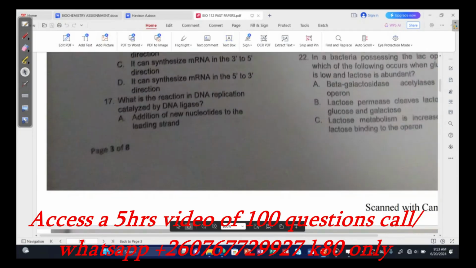17 reads, what is the reaction in DNA replication catalyzed by DNA ligase? So what role does DNA ligase play in DNA replication? DNA ligase is an enzyme which forms phosphodiester bonds on the Okazaki fragments that are found in the lagging strand. So you know that on the lagging strand you have these short DNA sequences which are joined. In between them you're going to have primers. So you have a number of primers.